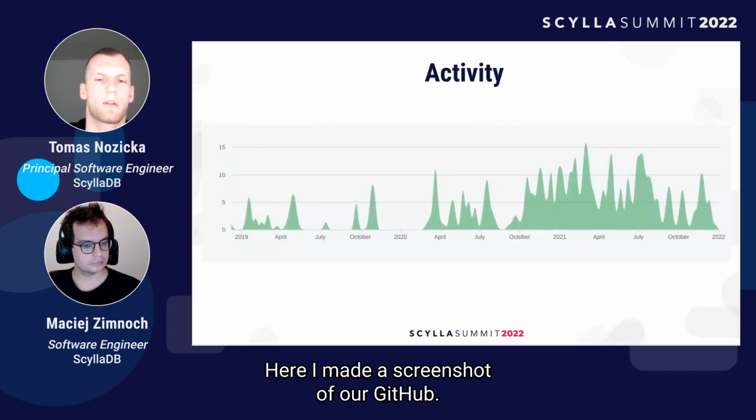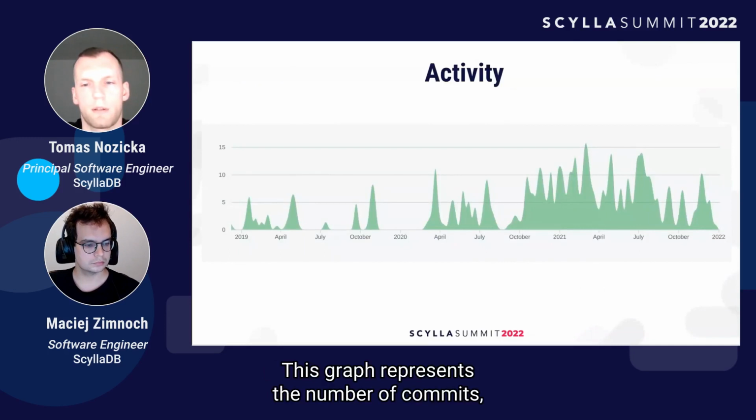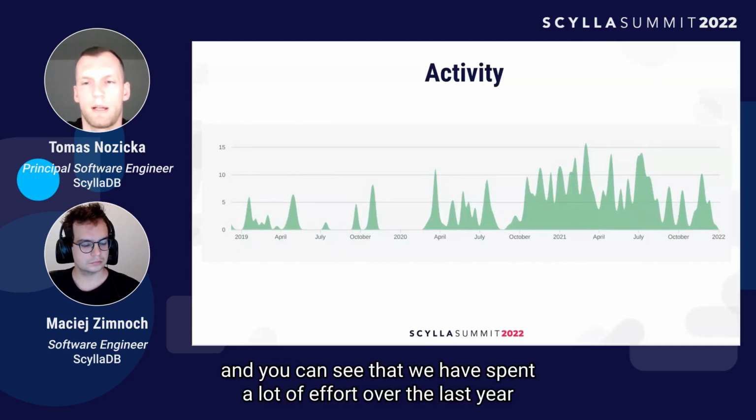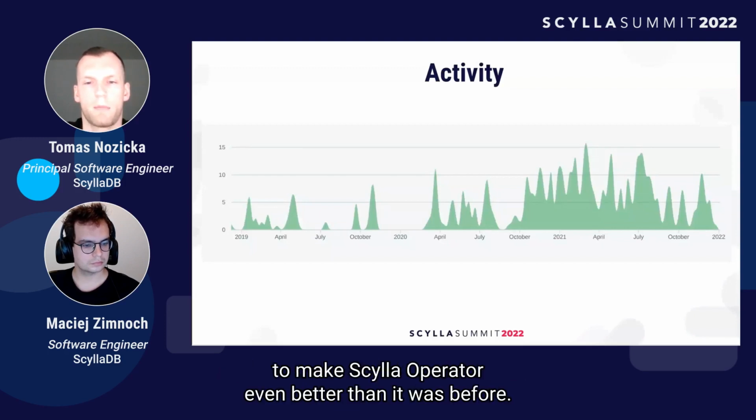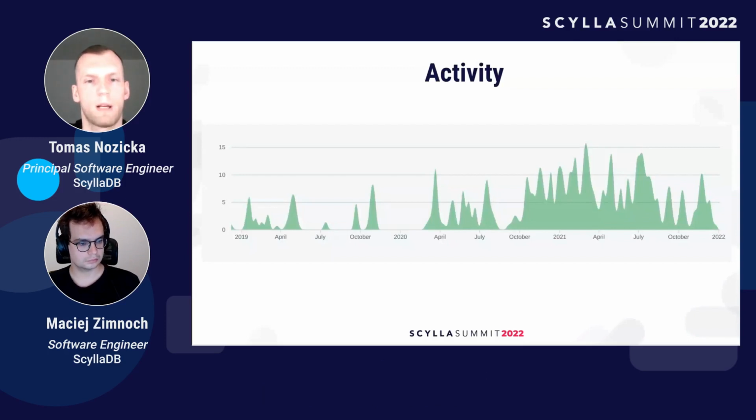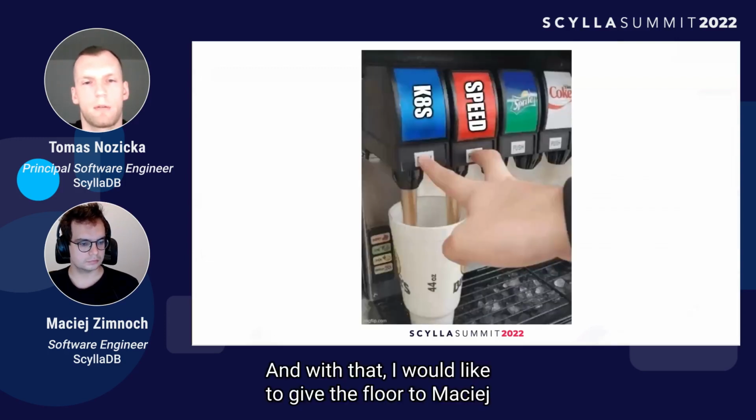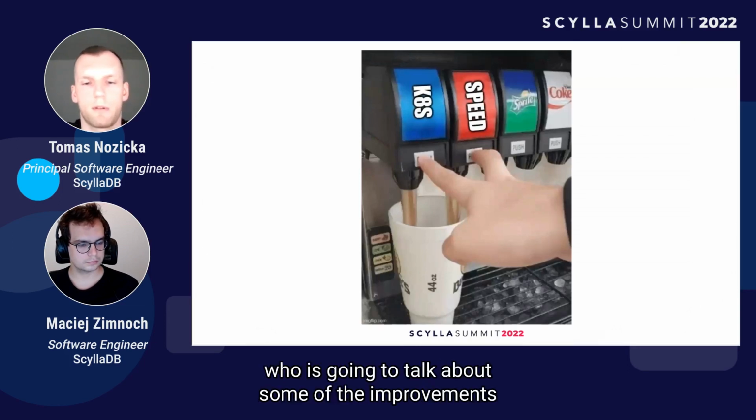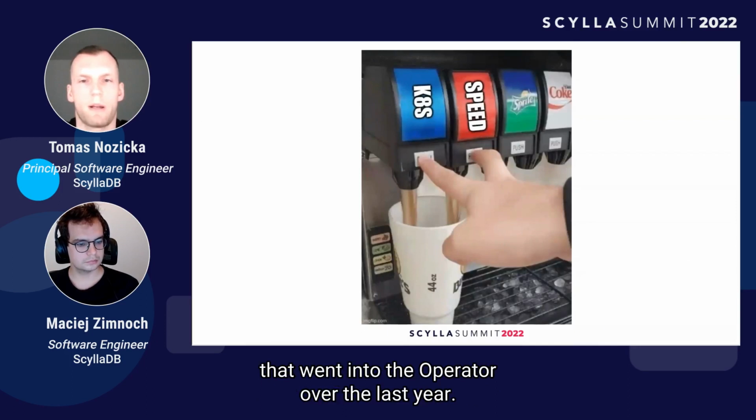Here I made a screenshot of our GitHub. This graph represents the number of commits, and you can see that we have spent a lot of effort over the last year to make Scylla Operator even better than it was before. And with that, I would like to give the floor to Maciej, who is going to talk about some of the improvements that went into the operator over the last year.